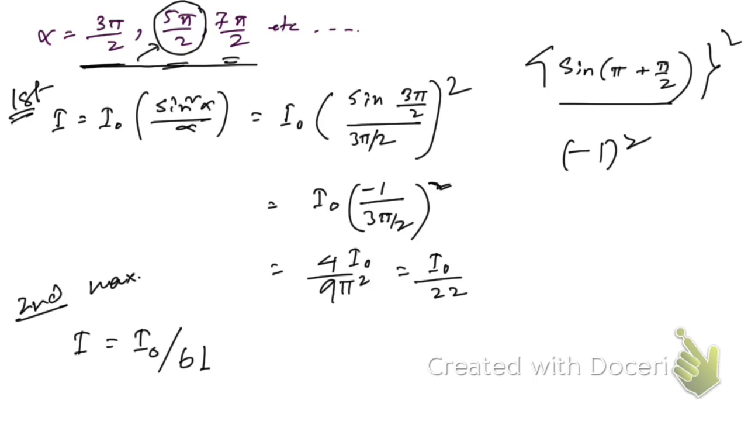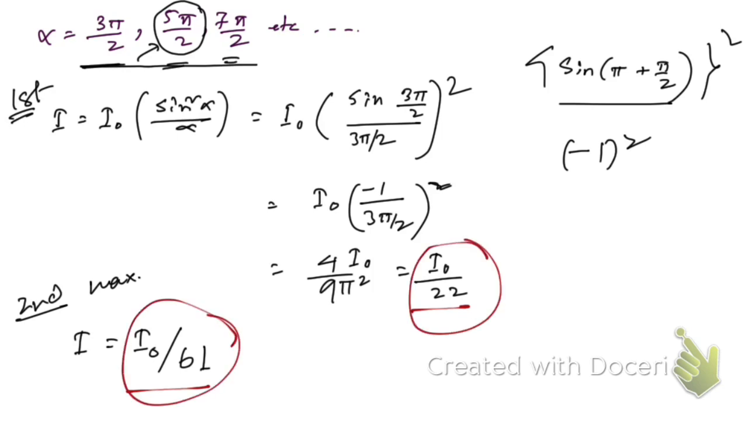Now if you observe the pattern here, I naught by 22, I naught by 61, this value is lesser than this one, right? So that means with increasing alpha the intensity is decreasing, right? So now let us study the case of secondary minima. Here you see what was the condition for secondary minima.